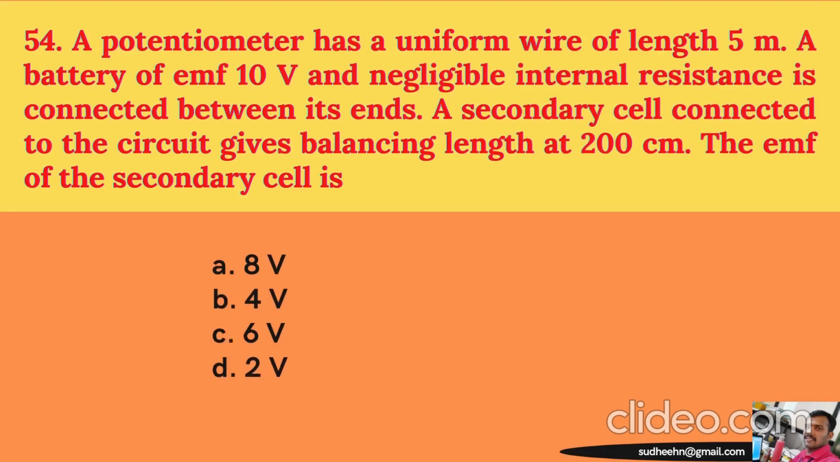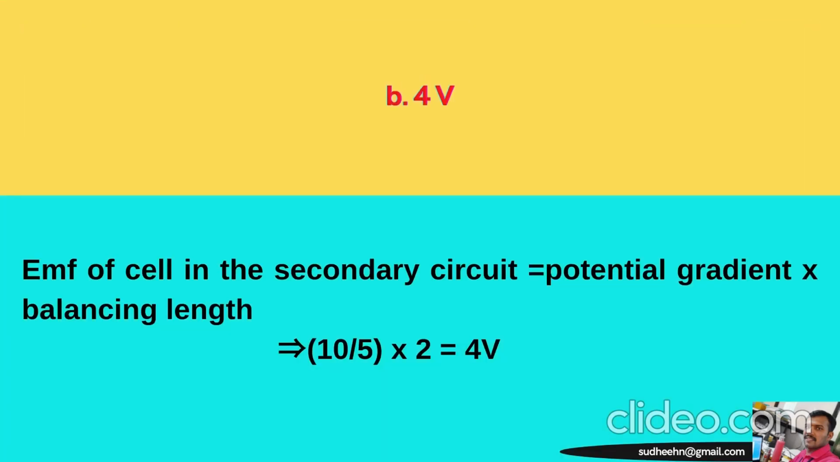Next, question number 54. A potentiometer has a uniform wire of length 5 meter. A battery of EMF 10 volt and negligible internal resistance is connected between its ends. A secondary cell connected to the circuit gives a balancing length of 200 centimeter. The EMF of the secondary cell is: option A 8 volt, option B 4 volt, option C 6 volt, and option D 2 volt. The right answer is option B, that is 4 volt. This can be obtained with the equation EMF of the cell in the secondary circuit is equal to potential gradient into balancing length. By substituting those values, we get 4 volt.